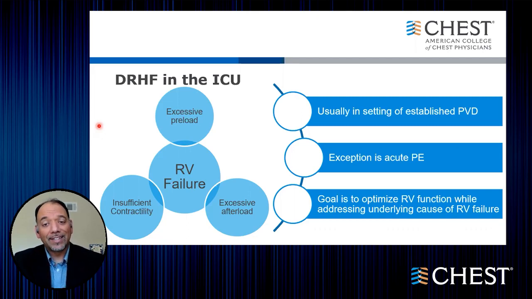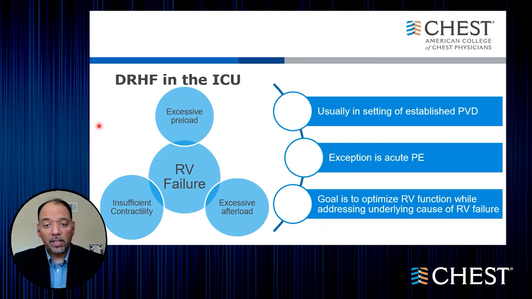So what's important to know is when you're dealing with RV failure, usually in the ICU, we're seeing RV failure in the setting of someone with very well-established pulmonary vascular disease. So for example, the patient will have connective tissue disease or some sort of pre-existing precapillary or postcapillary pulmonary hypertension. And now they're coming in with an additional insult that is causing them to be decompensated.